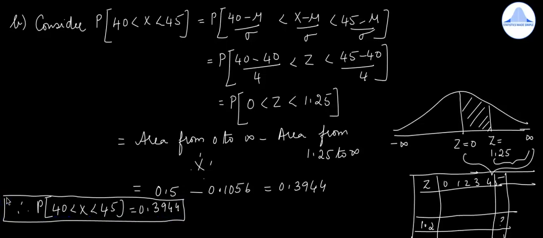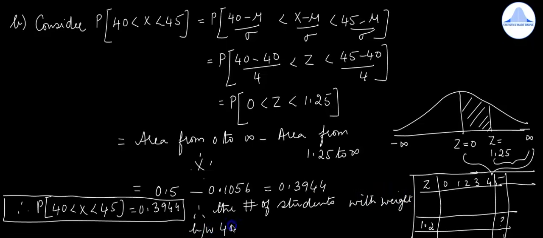What we should do is find the number of students. So therefore, the number of students with weight between 40 and 45 kgs is 1000 into 0.3944. So this is equal to 394.4, and you're always supposed to round off the value. So the final answer is 394.